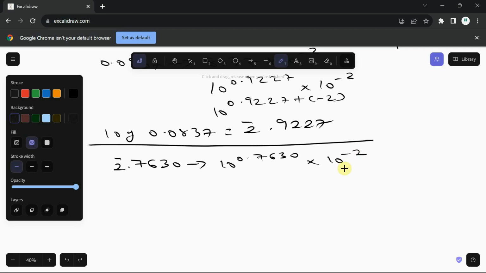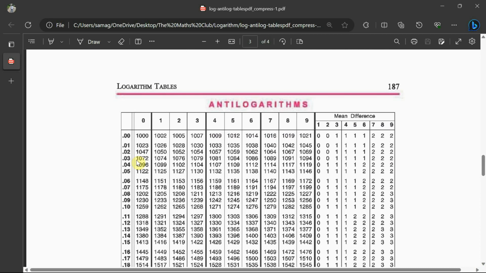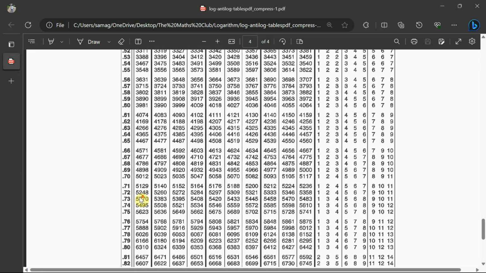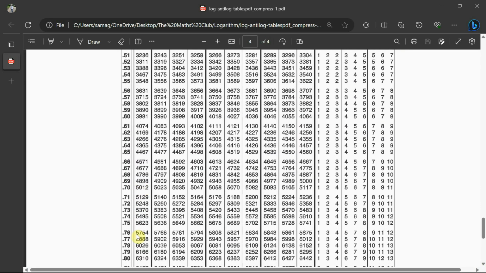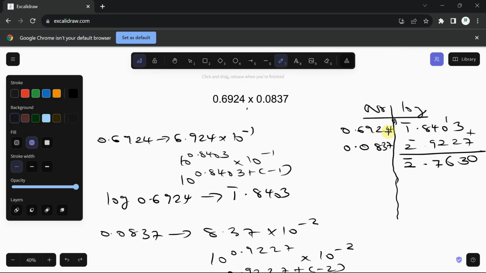of minus 2. So we are going to find 0.76 under 3, difference 0. There's no difference 0 really. So we'll find 0.76 under 3 in the anti-log table. So let's go to the anti-log table. So 0.76 under 3. So this is 0, 1, 2, 3. This is 5794. So this is 5.794 times 10 raised to the power of minus 2, meaning that there are going to be 2 zeros before this guy. So that will be 0.05794.